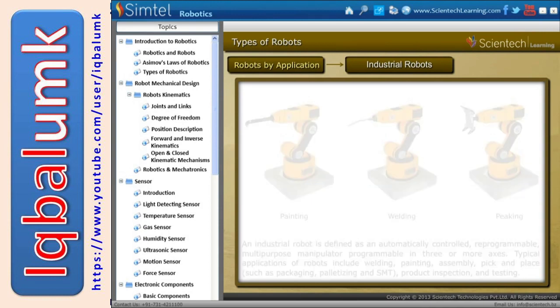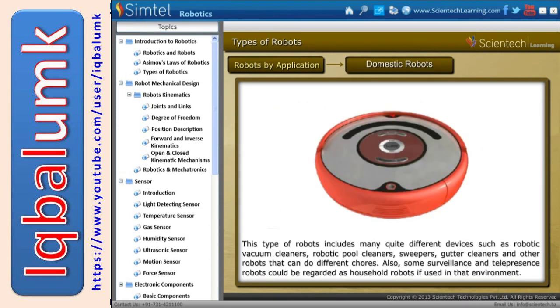Next is domestic robots. This type of robot includes quite different devices, such as robotic vacuum cleaners, robotic pool cleaners, sweepers, gutter cleaners and other robots that can do different chores. Also, some surveillance and telepresence robots could be regarded as household robots, if used in that environment.